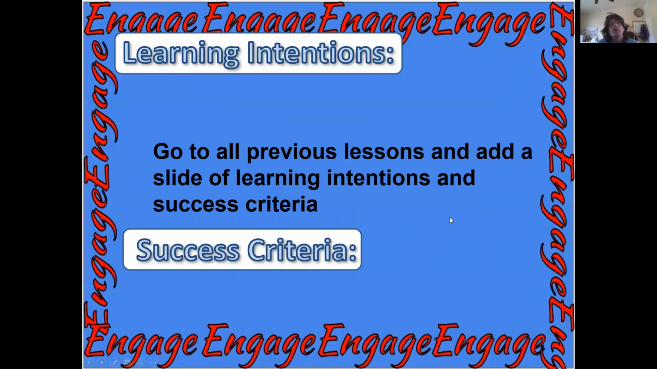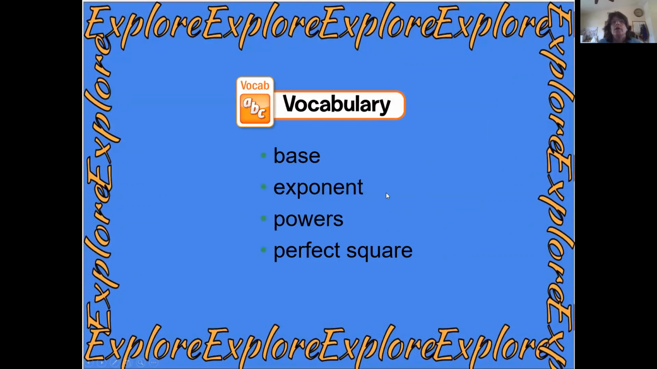Here's our vocabulary. The base, we talked about this yesterday. The base is the number being multiplied over and over again. The exponent tells you how many times to multiply the base times itself. Powers, to the second power, to the third power. So that again tells you how many times to multiply the base times itself. And we're going to talk about what is a perfect square.